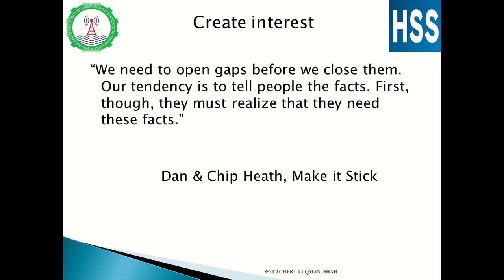And this is a very important point: creating interest. We need to open gaps before we close them. We should make the audience feel that they are in need of this, that they are there because they know nothing about it. This creates a gap between what you are and what you would be after this presentation. Our tendency is to tell people the facts first, though they may not realize they need these facts. But first of all, we should clearly communicate those needs to them, and then after that, tell them.